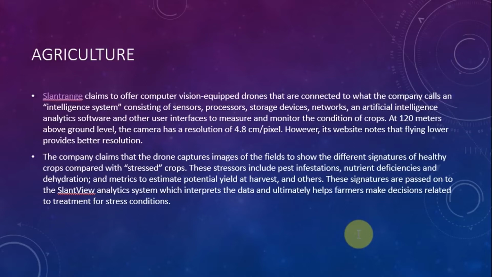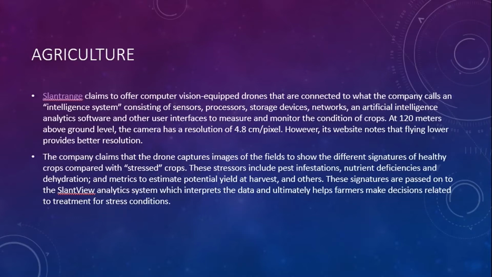The company claims the drone captures images of the field to show different signatures of healthy crops compared with stressed crops. These stressors include pest infections, nutrient deficiencies, and dehydration, and metrics to estimate potential yield at harvest and others. These signatures are passed on to the Slant View analytics system, which interprets the data and ultimately helps farmers make decisions related to treatment for stress conditions. So this is very cool, so applicable to the agricultural industry, and this is just one very interesting and intelligent aspect of computer vision that I personally like.